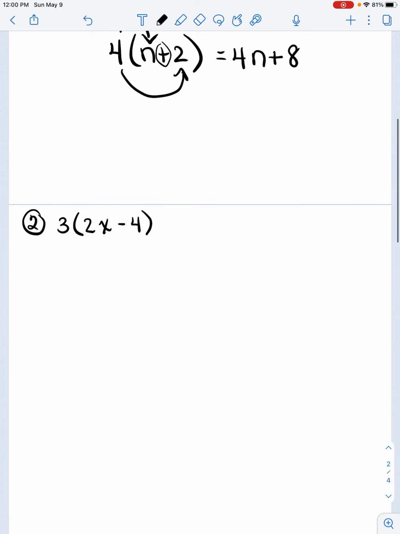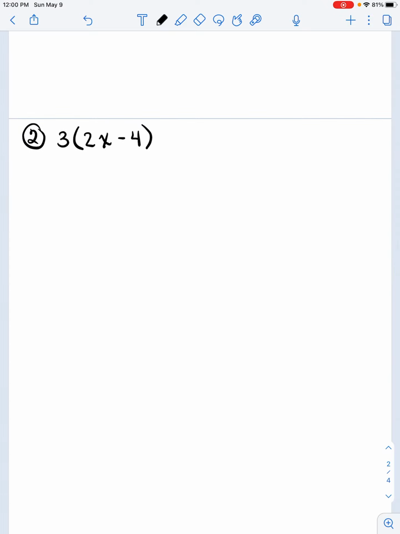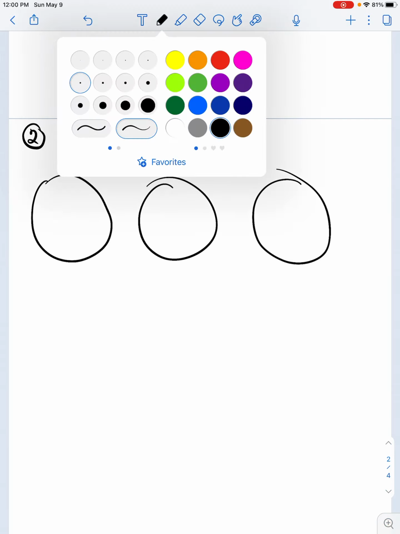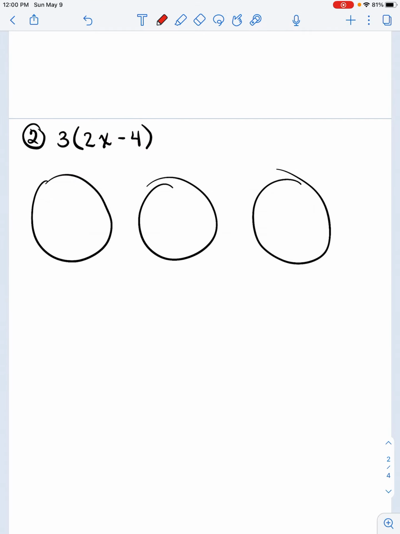So let's move to our second example. Now we have 3 groups, so we're going to do 1, 2, 3 groups. In this case now, each group has 2 x's. So I'm going to just kind of put them floating around in here. Okay. And what else do they have? They each have 4, but we're subtracting. So I'm going to indicate that by 4 negative signs. Okay, so each group has -4, not +4.